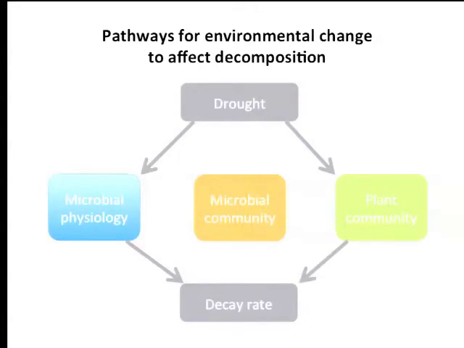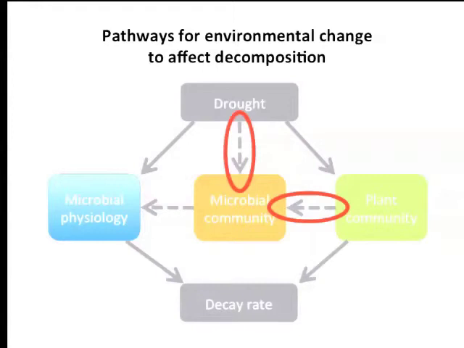Now the community of microbes ends up in the middle, with these interesting indirect interactions that might be going on. We do see that the microbial community is changing, but we haven't figured out whether it's changing because it's responding directly to the drought, or because it's responding to the difference in the plant community that now makes up the leaf litter. And finally, we haven't considered whether the shift in microbial community is ultimately having an effect on the physiology, and therefore the decay rate of the litter.